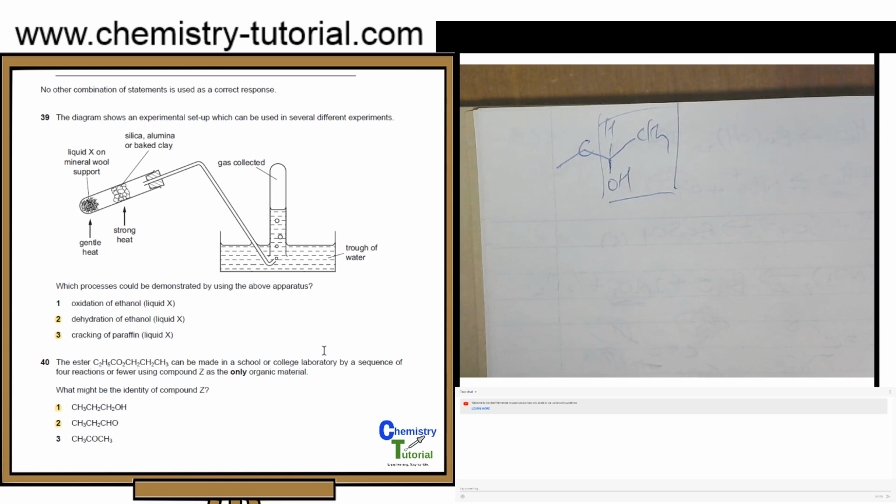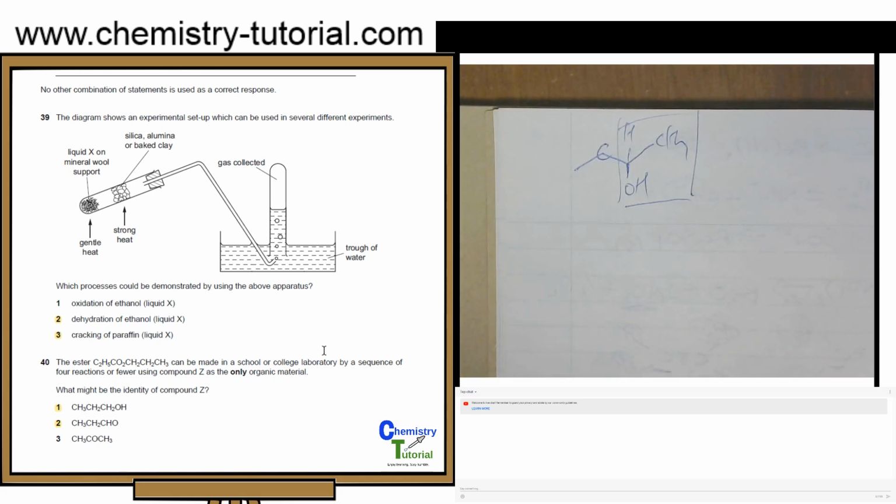The diagram shows an experimental setup which can be used in several different experiments. Which process could be demonstrated by using the above apparatus? Now we cannot use this setup for the oxidation of ethanol, because to oxidize ethanol we need to use KMnO4, which is a liquid, an aqueous solution.